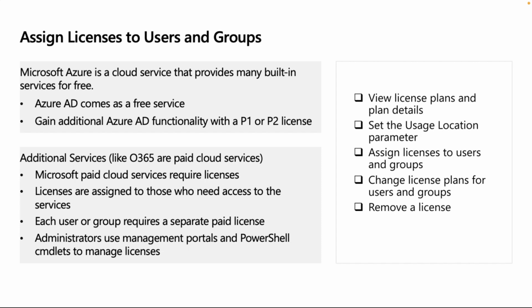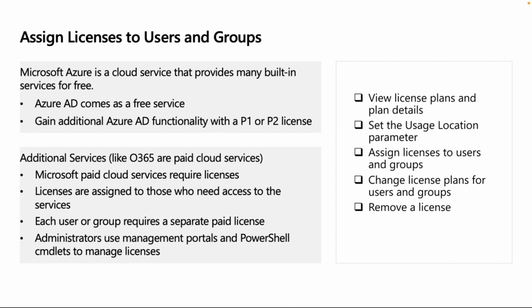If you need the premium service, you need to activate a P1 or P2 license. Azure AD comes with these three services, and to gain additional Azure AD functionality you need a P1 or P2 license. For additional services like Office 365, you automatically get them if you activate an E5 or E3 license. I am not going deep into licensing.